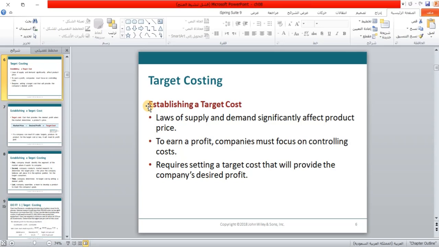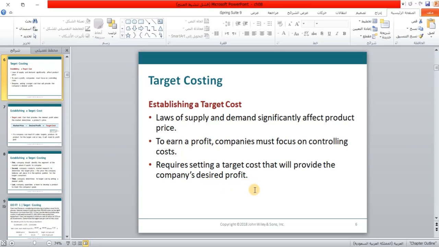Establishing a target cost. The laws of supply and demand significantly affect product price. To earn a profit, companies must focus on controlling costs. This requires setting a target cost that will provide the company's desired profit.